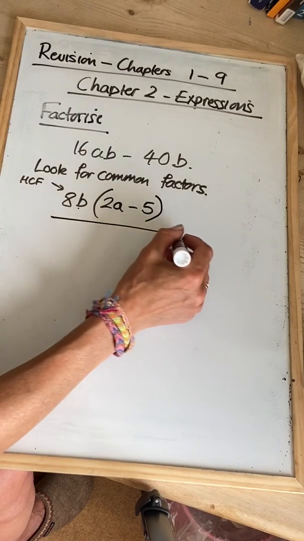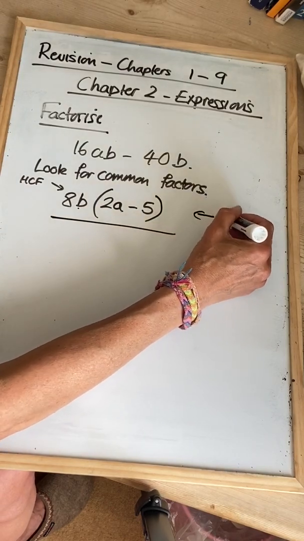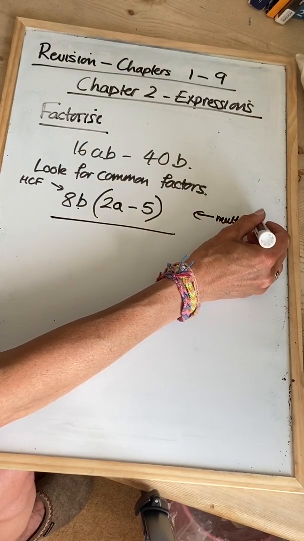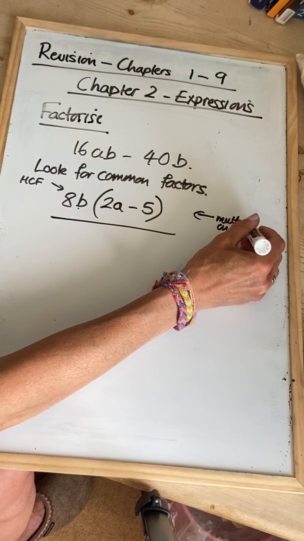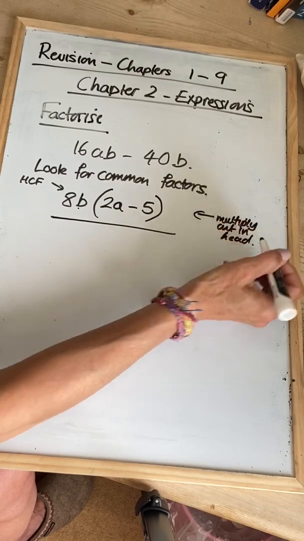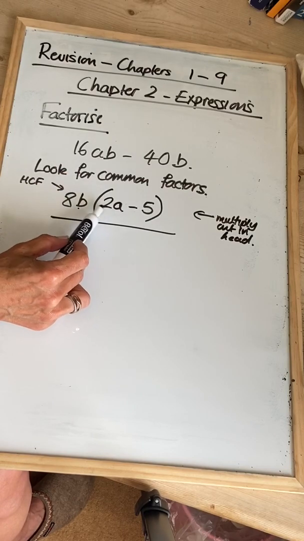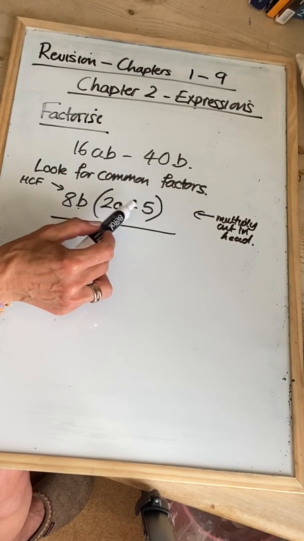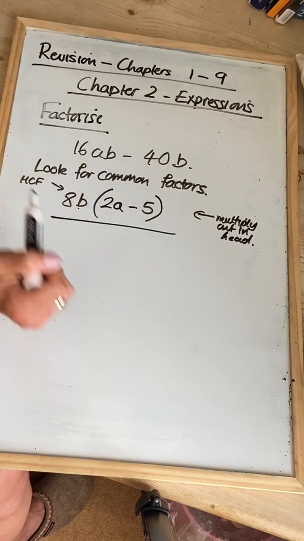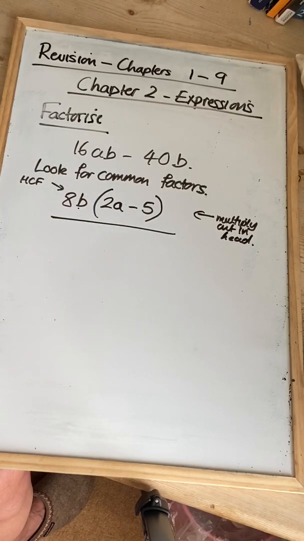And then my top tip is just multiply out in your head to make sure it works. And that's always my top tip for those horrible quadratics we've looked at recently as well, isn't it? 8 times 2 is 16, AB. 8 times minus 5 is minus 40, B. Yeah, that would work.